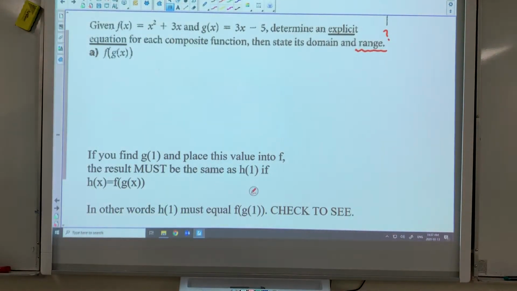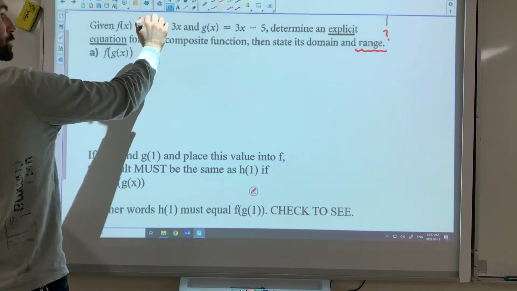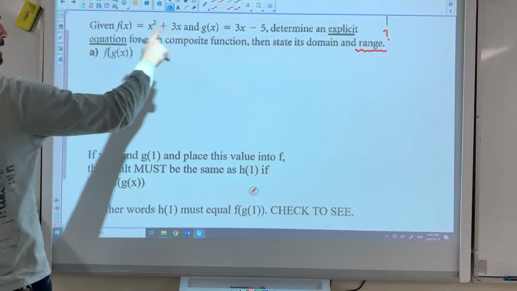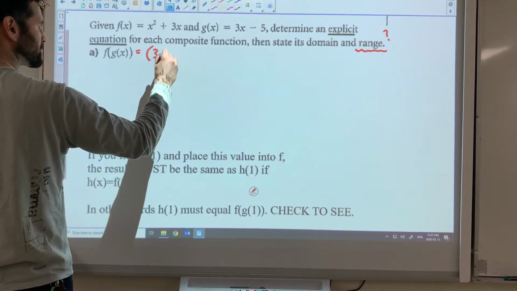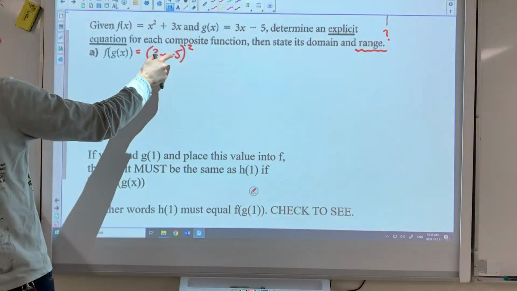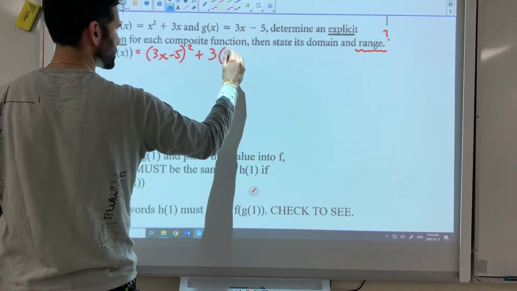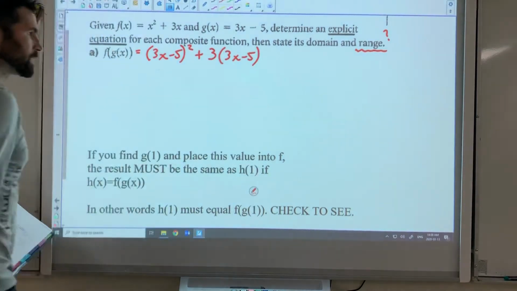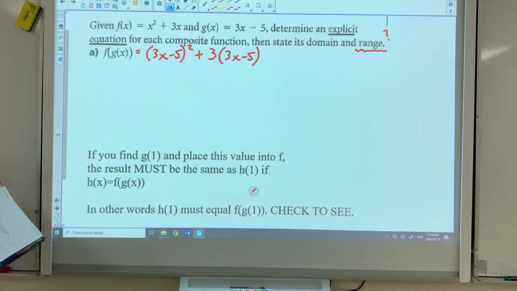Okay, so let's see. We're plugging g of x into f of x. So wherever there's an x, and use brackets when you have a squared or anything, we're going to plug in 3x minus 5. So this is going to look like this. We're going to take 3x minus 5 squared, right? So this is like x squared from before, plus 3 times x, so 3 times 3x minus 5. And then you got to simplify it. So that's a good first step. These are usually like 2-mark questions, so sometimes they give half a mark for doing that or something like that.